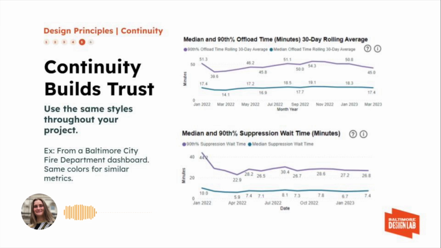These two charts are showing similar time-based metrics, so median and 90th percentile in minutes. And as you can see, I use the same color purple for the 90th percentile and the same color blue for the median. I do this consistently throughout the report. So if a tired EMS officer is reviewing times for their division, they'll be able to quickly recognize what is and what's not, and will be less likely to misread information. So this again ties into the visual accessibility piece.